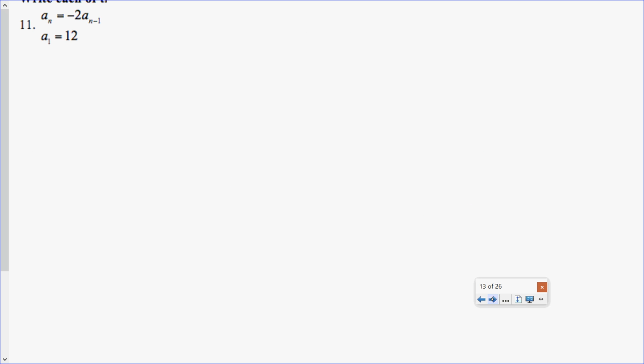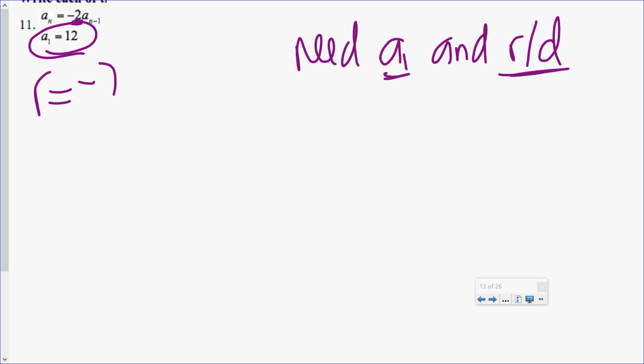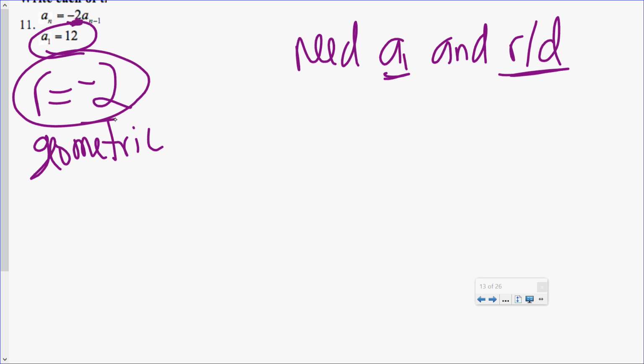Now we're going to go in the other direction. I'm giving you the recursive and I want the explicit. Well, again, I need a_1 and r or d in order to write either direction, arithmetic, geometric, explicit, recursive. These are the pieces of information that I need. So based on this, a_1 is right there. And this is saying that I'm multiplying by -2, which means that r is -2, which means that it is geometric. Since I'm multiplying the previous term by something, that makes it geometric, and the common ratio is -2.